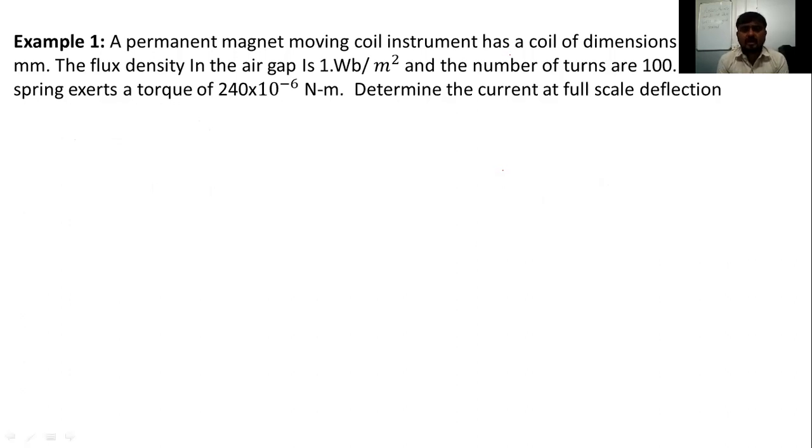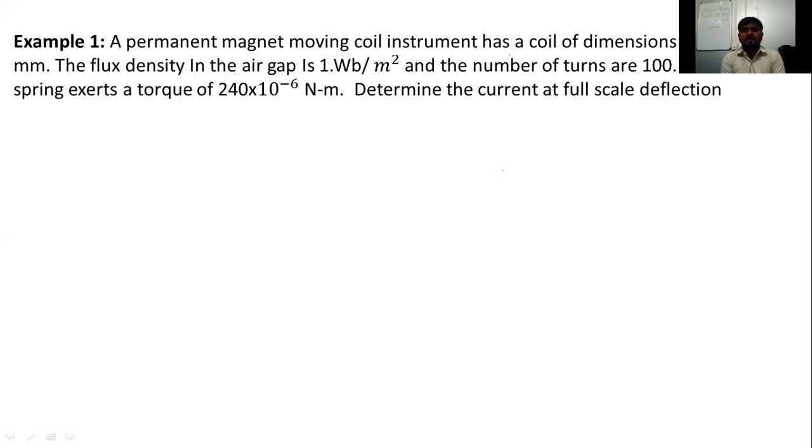A permanent magnet moving coil instrument has a coil of dimensions 30 mm into 40 mm.